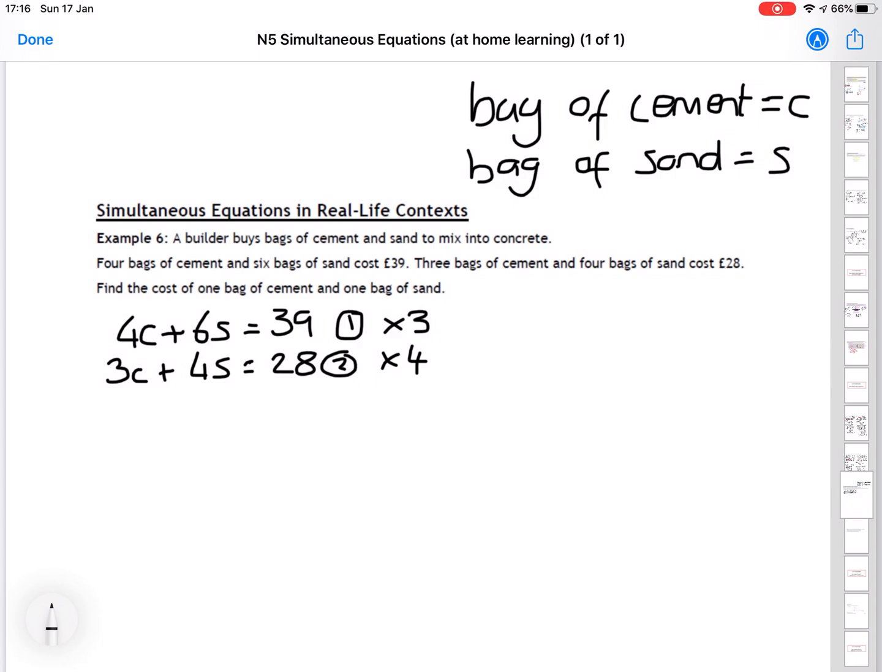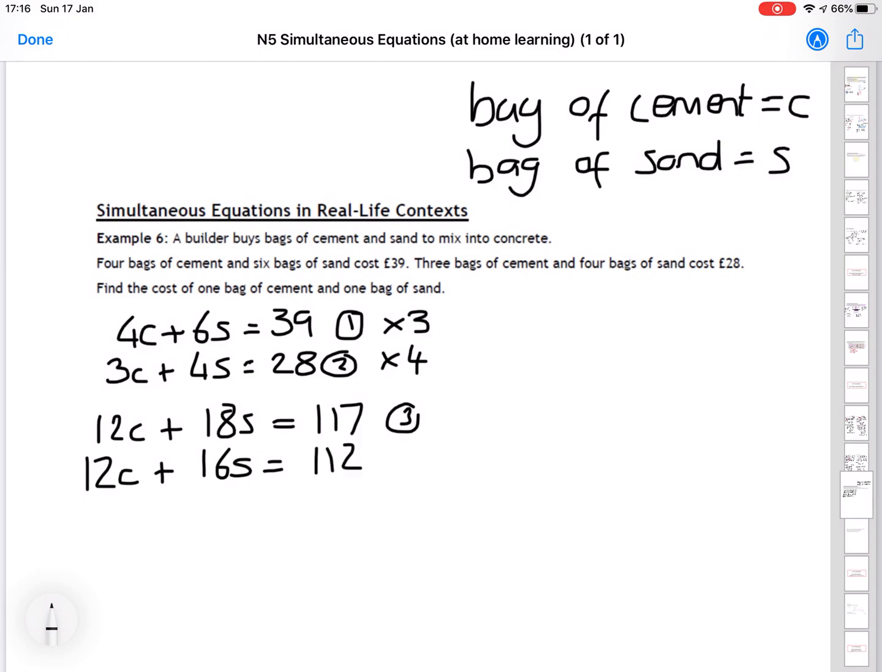Okay, so my first equation times 3, that gives me 12C plus 18S equals 117. And I'm going to call that now equation 3. Our second equation times 4, so that's going to now give us 12C plus 16S equals 112. And that's now going to be equation 4. Okay, so these are the 2 equations I'm going to work with.